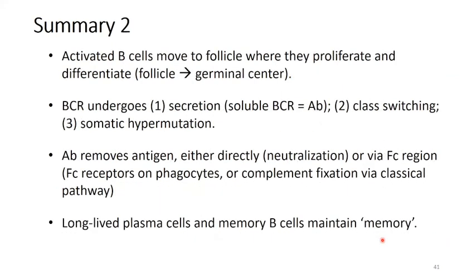Once they get that help, they then move into the follicle where they start proliferating, produce this thing called a germinal center, and that causes your lymph nodes to swell up. And three things happen. It secretes the antibody, it undergoes class switching to a different isotype, and undergoes somatic hypermutation. So the affinity of that antibody that's secreted gradually increases. And that's it, really. Long-lived plasma cells and memory B cells stay behind and provide that phenomenon called memory, which is unique to the adaptive immune system.